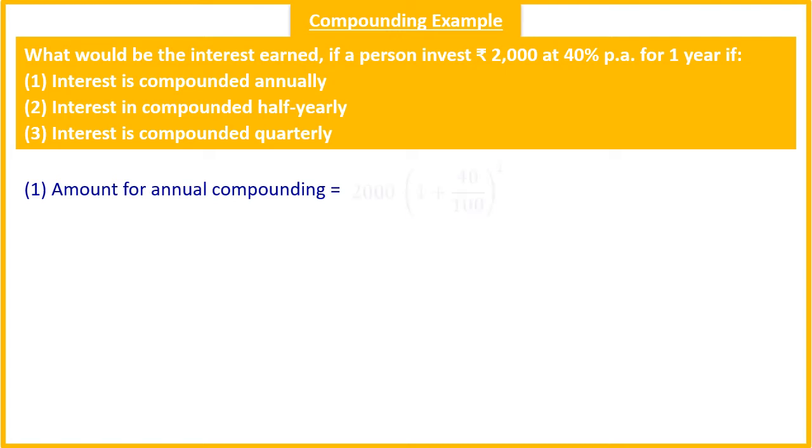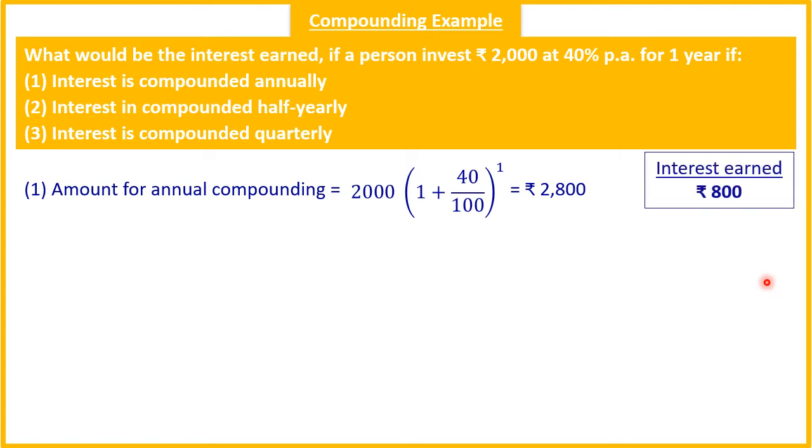तो वी विल अप्लाई द फॉर्मूला, दैट इज P into (1 plus R by 100) to the power of n. So rate of interest is 40% for one complete year. So 40 by 100 to the power of 1. So that amount, if we calculate it, comes out to be rupees 2800. So 2000 रुपए इन्वेस्ट किए और साल के आखिरी में मिलते हैं 2800. So what is the interest earned here? Interest earned is rupees 800.